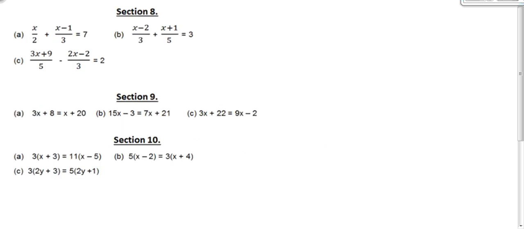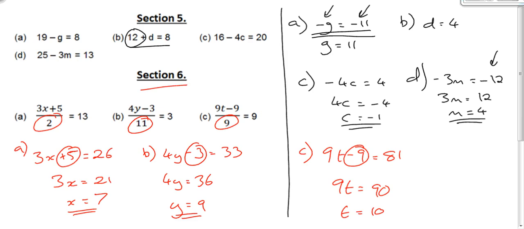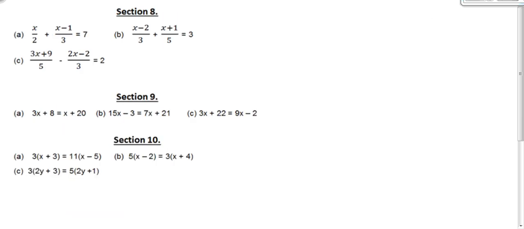Now what you should notice is that we've gone from section 6 here to section 8. That's for no other reason other than I made an error on that. But for question A here, hopefully we've got time to do this in lesson, but if not, this is how we do it.